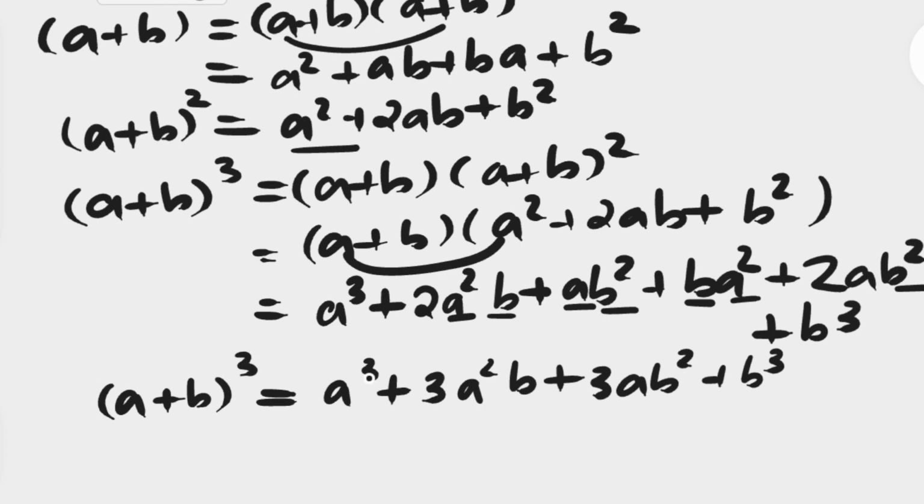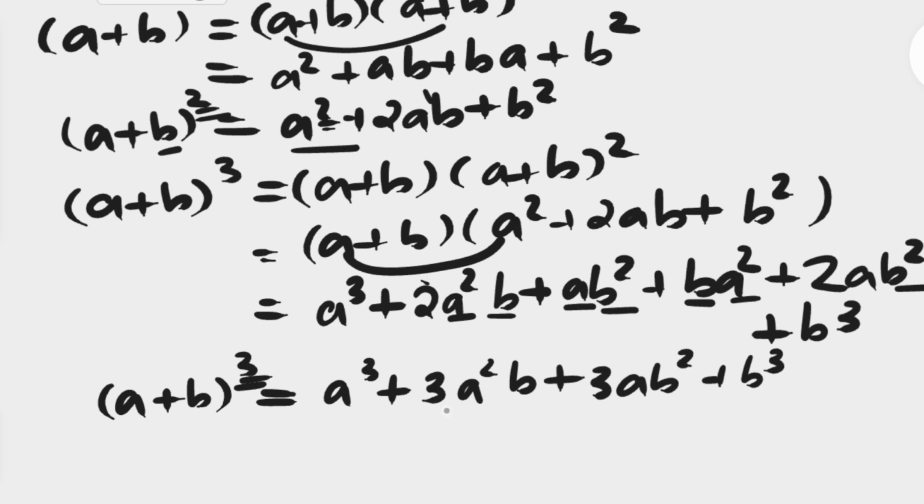Now, can you see a pattern right here? Here the exponent is 2, a has power 2, and the exponent of a is decreasing by 1. Here it is 2, here it is 1, here it is 0. And the exponent of the second term b is increasing by 1. Here it is 0, here it is 1, here it is 2. Similarly, here the exponent is 3, so it starts from 3, then decreasing by 1. A has power 3, then 2, then 1, then 0. On the other hand, the power of b is increasing. Here it is 0, here it is 1, 2 and 3.